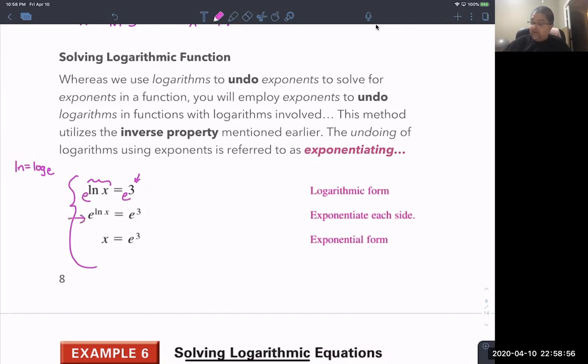That's what we did here. And here, e to the natural log cancels out, giving me x. And my answer is x equals e cubed. And this is the general strategy we're going to use for logarithmic equations.